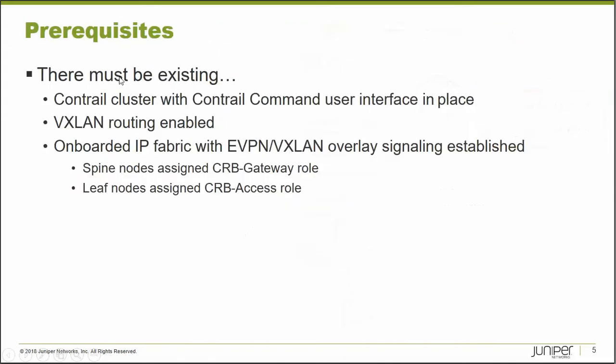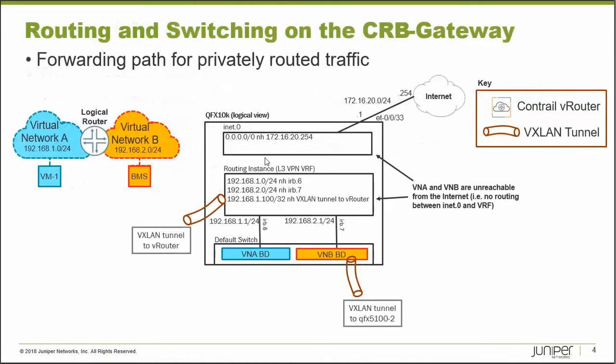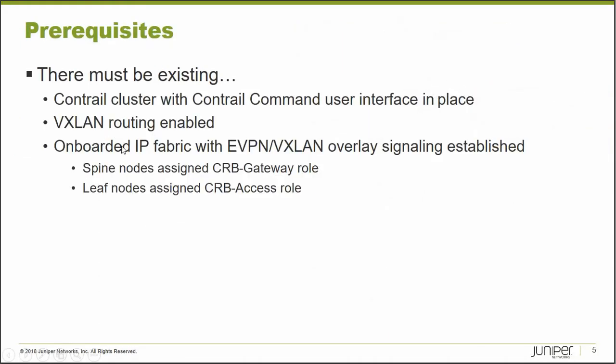Now, in order to do this, you need some things that are prerequisites. First, you have to have a Contrail cluster that has Contrail Command installed. That user interface has to be in place in order to support what we're about to do. VXLAN routing has to be enabled. This has to be enabled in order to support the routing on the spine. And then onboarding, we have to have an onboarded IP fabric, whether it's greenfield or brownfield, with an EVPN VXLAN overlay signaling that is established, which you'll see a diagram of in the next slide. And then the spine nodes need to have the CRB gateway role assigned, to do the centralized routing.